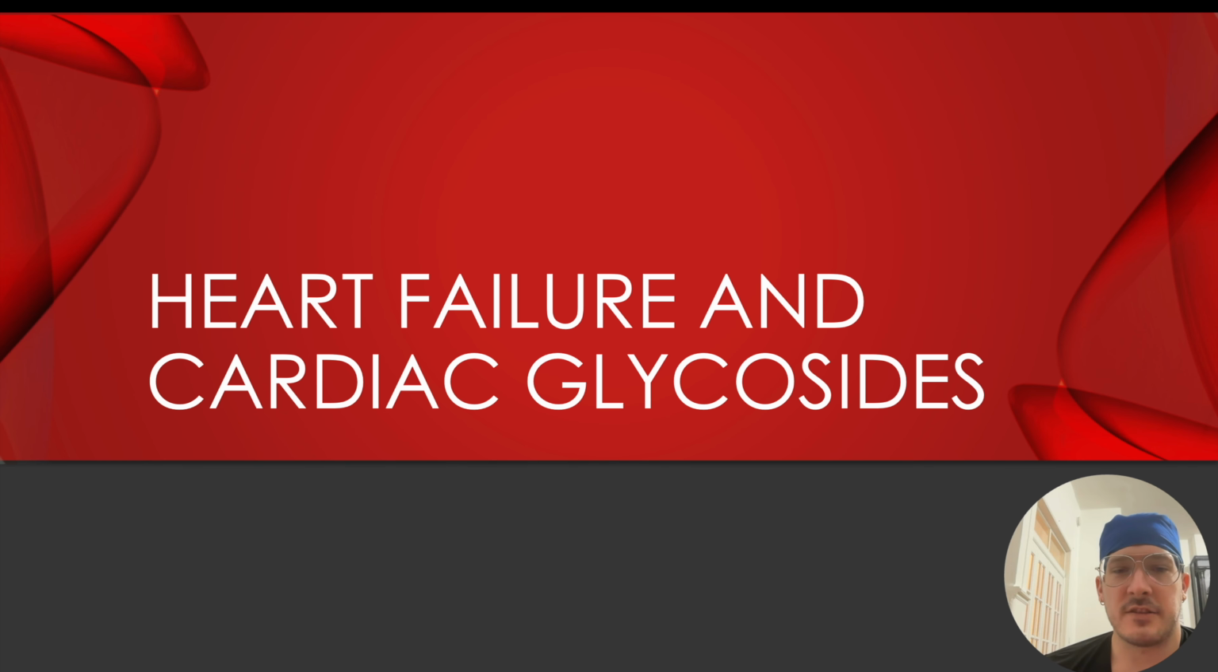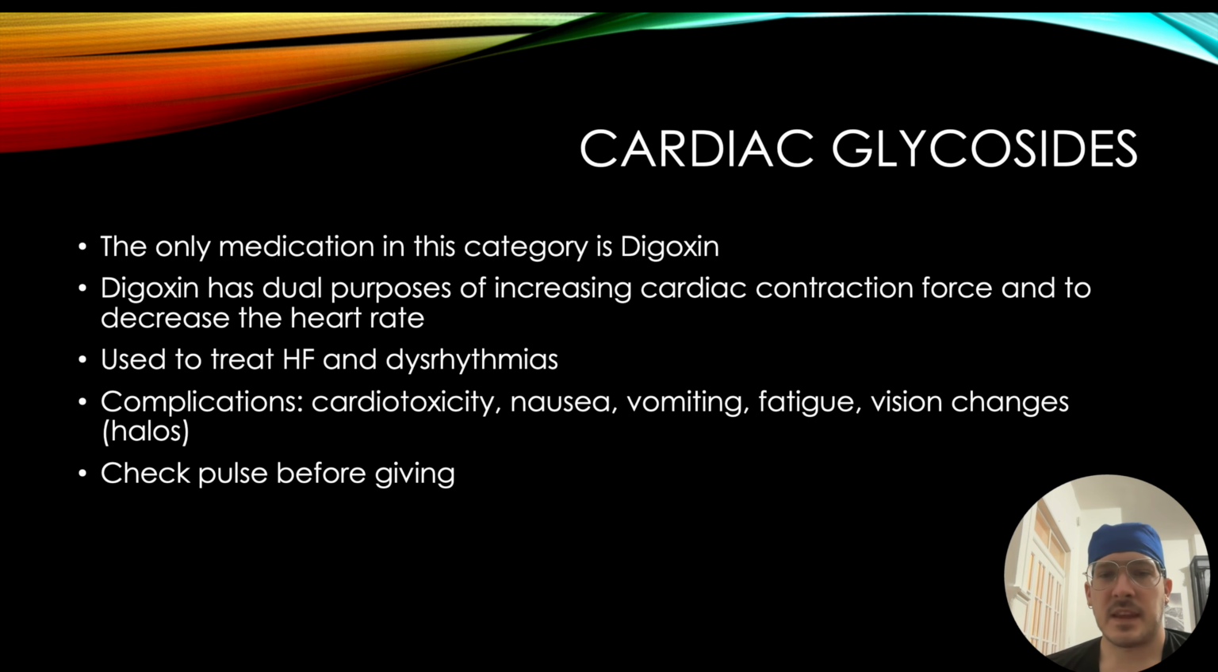Heart failure and cardiac glycosides is our next section. So cardiac glycosides, the only medication in this category is digoxin. Digoxin has dual purposes of increasing cardiac contraction force and decreasing the heart rate. Digoxin is used to treat heart failure and dysrhythmias. The complications are cardiotoxicity, nausea, vomiting, fatigue, and vision changes in the form of halos. And you always want to check the pulse, especially the apical pulse, before giving.